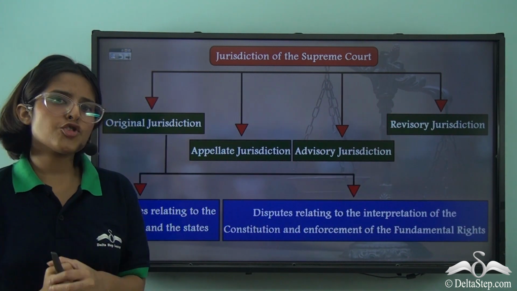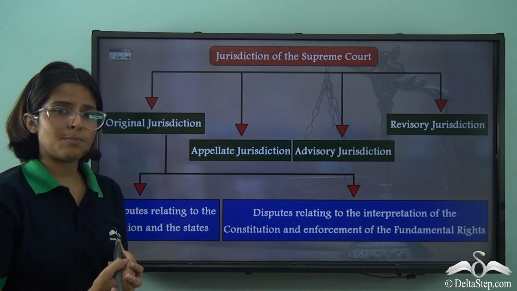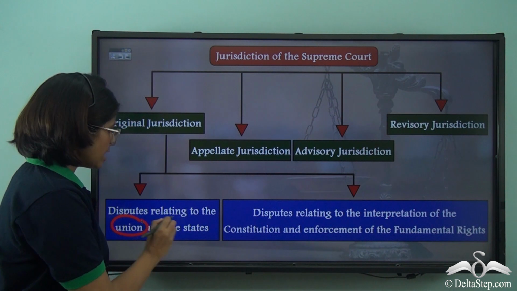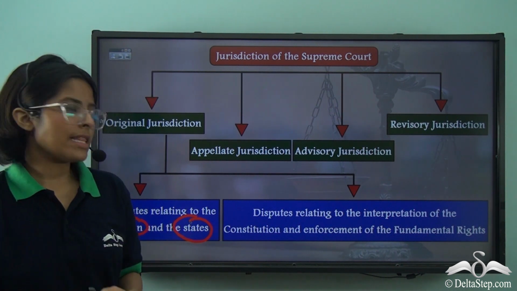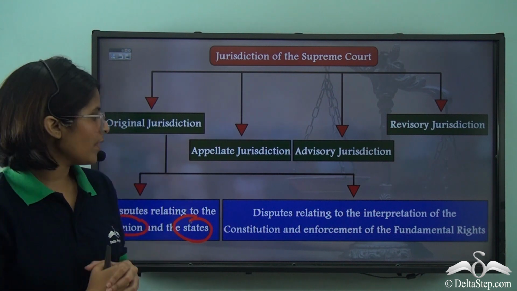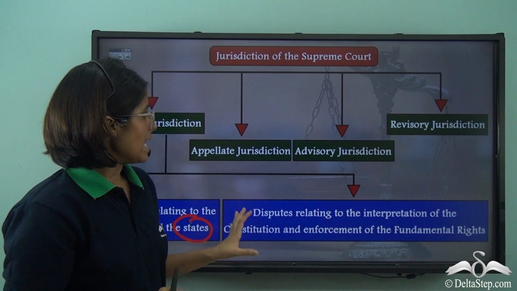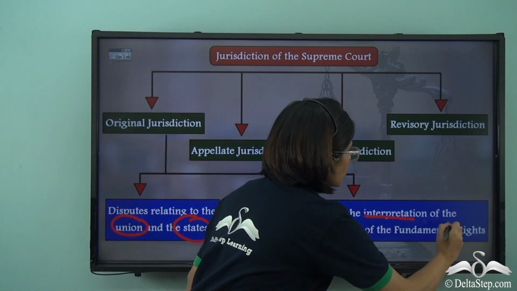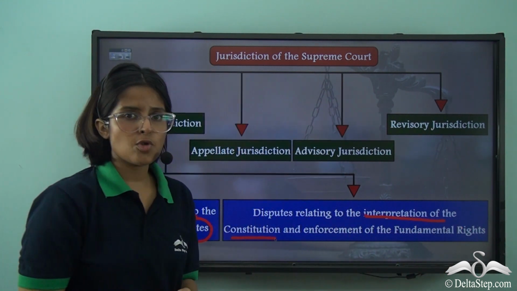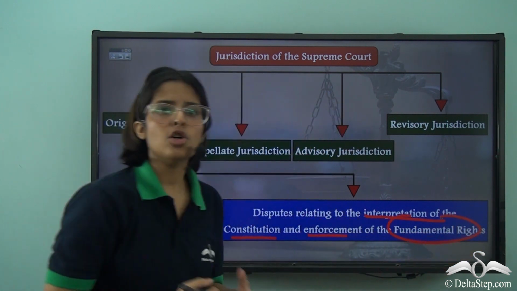Now, under the original jurisdiction, the Supreme Court resolves disputes relating to the union and the states. This is the exclusive jurisdiction of the Supreme Court. Other than that, the Supreme Court has original jurisdiction in disputes relating to the interpretation of the Constitution and enforcement of the fundamental rights.